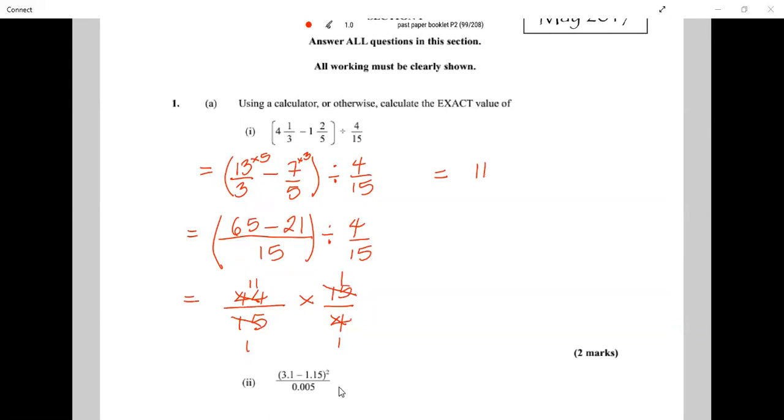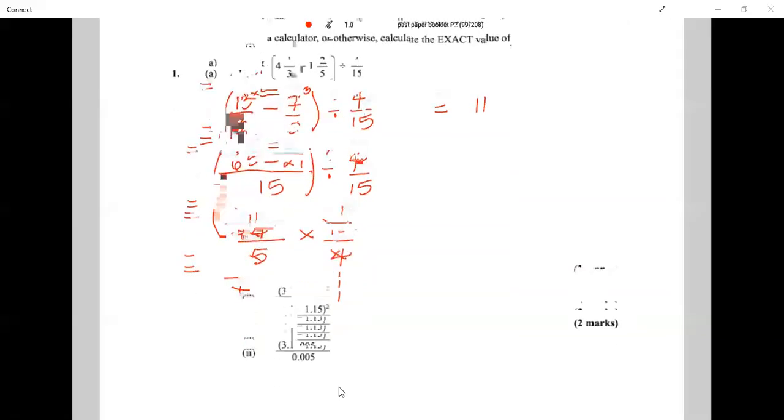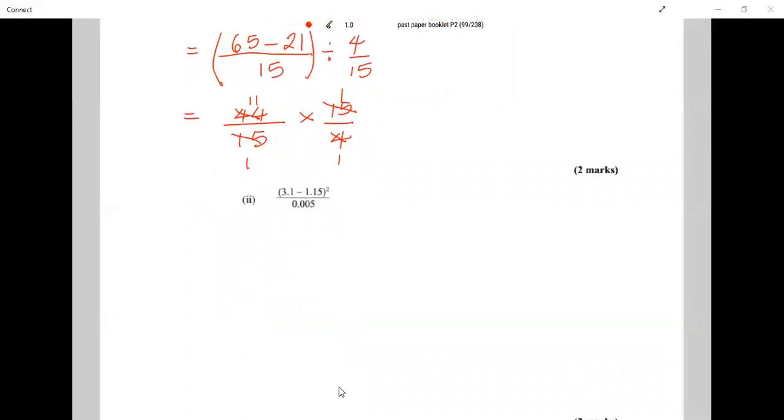All right. Next. All right, so if we're going to do this in pieces, obviously we have to work out whatever's in the bracket first. So inside the bracket, we have 3.1 minus 1.15. And so this gives us 1.95 squared divided by 0.005. So if we want to, we could again work it out.